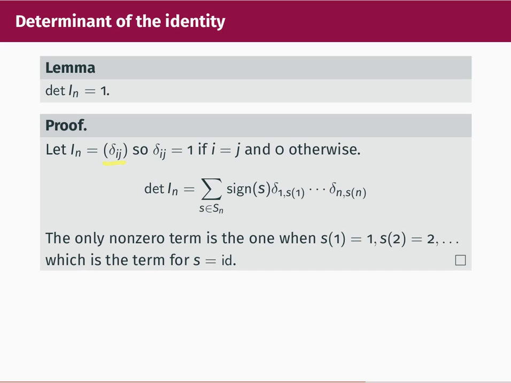That means in the sum defining the determinant, the only term which could possibly be non-zero is the term corresponding to a permutation S such that S(1) equals 1, S(2) equals 2, and S(n) equals n. Otherwise there would be a factor of 0, so the summand would contribute nothing. So what happens when S(1) equals 1 and S(2) equals 2 and so on? Well, then you've got the sign of the identity, which is 1, times delta 1,1, delta 2,2 up to delta nn. So that's just a product of 1s, and so the answer is 1.